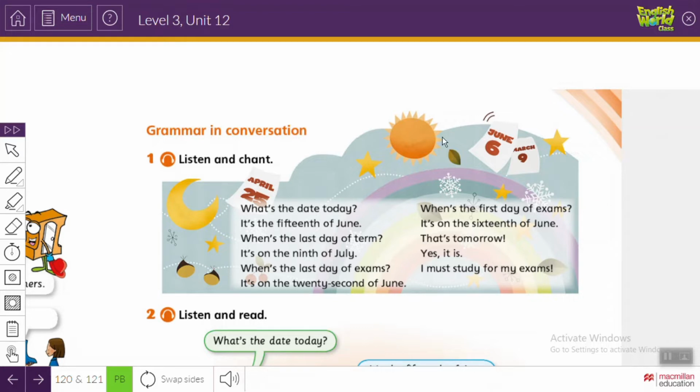Today we are studying Unit 12, Grammar in Conversation. So first I want you to open your pupil's book, page 121. Okay? Are you ready? Let's start.